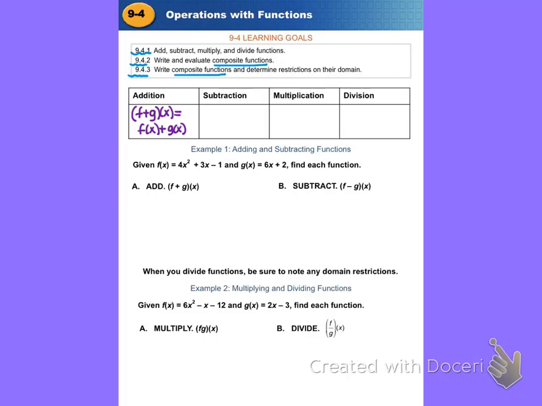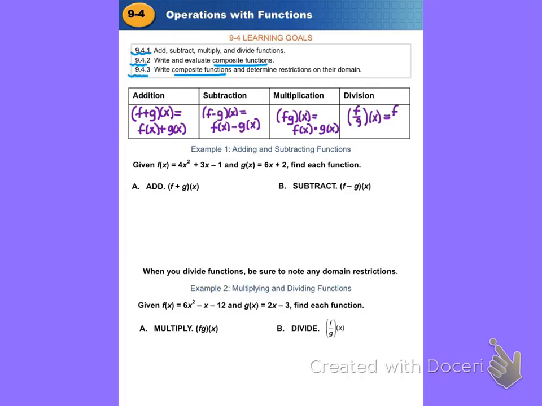Now, subtraction of functions looks very similar. You can write it two different ways, like this, or f of x minus g of x, like this. Both mean to take the two functions and subtract them. Now what about multiplication? If we followed that pattern, multiplication would look like this. One way to write it is in this way, which really means f of x times g of x. And similarly, we can write division of two functions in two different ways.